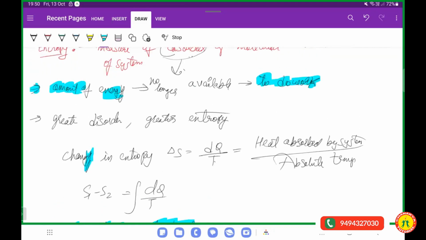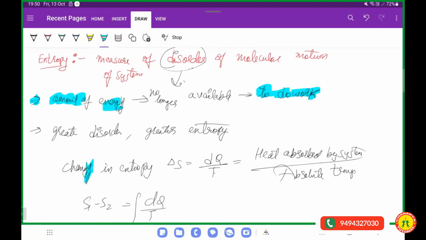I think this entropy took more time. I was thinking to do the Carnot cycle also, but okay, we can do that tomorrow.